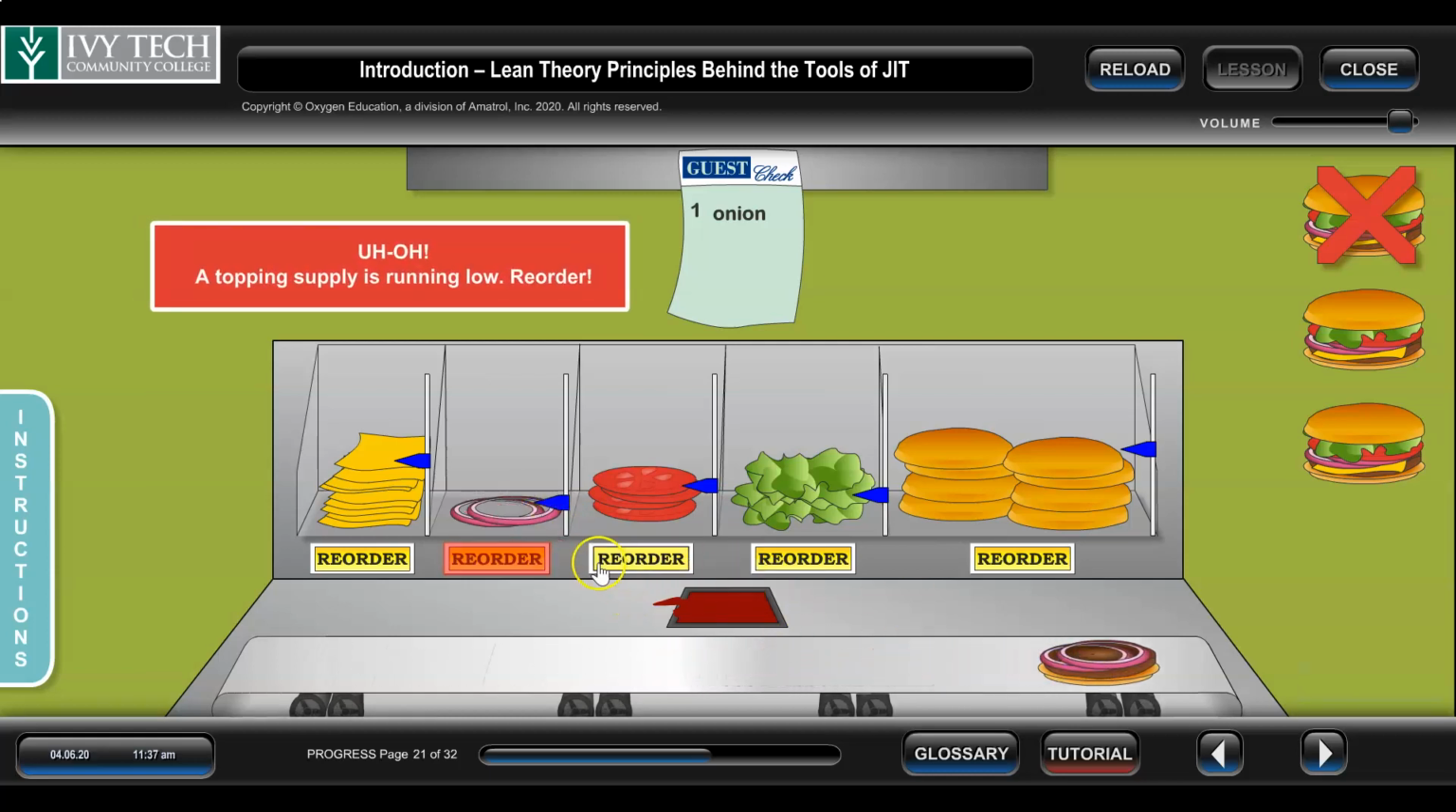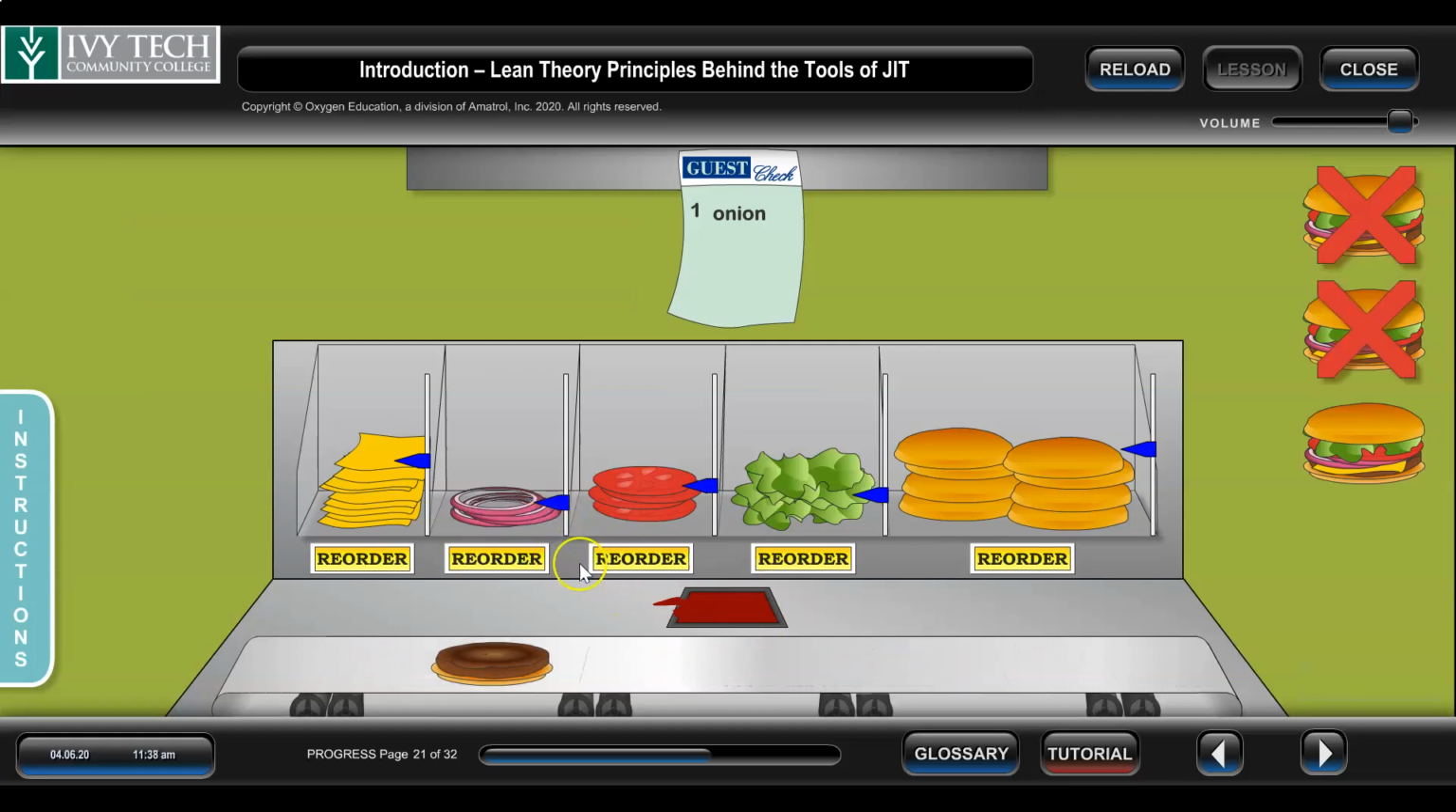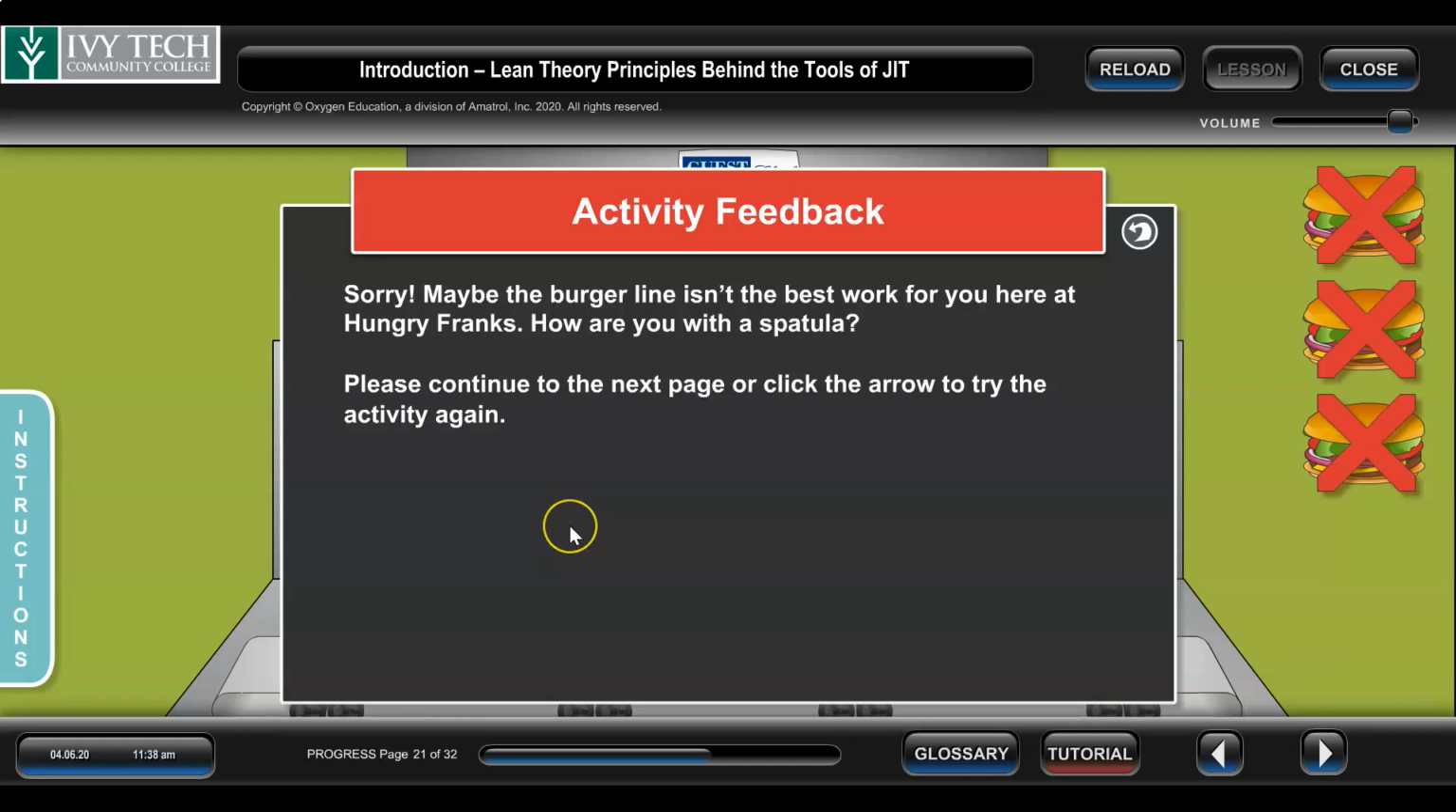Uh-oh, a topping supply is running low. Reorder. Sorry, maybe the burger line isn't the best work for you here at Hungry Frank's. How are you with a spatula? Please continue to the next activity.